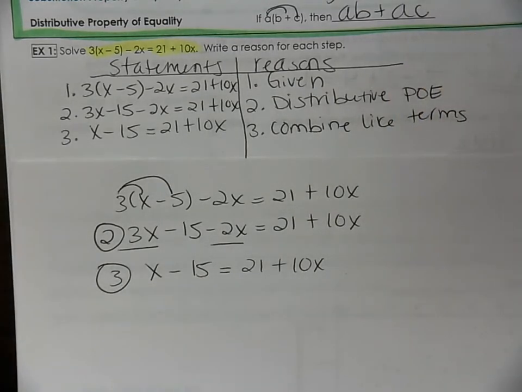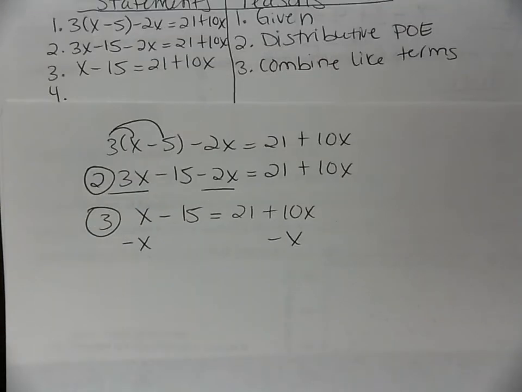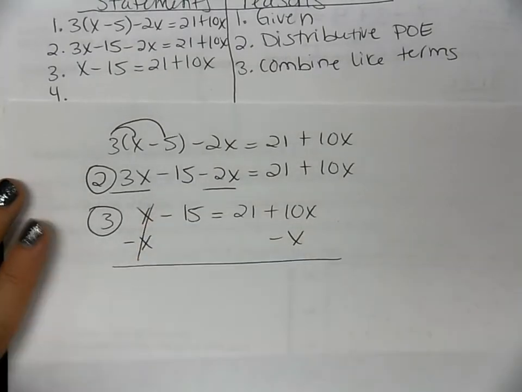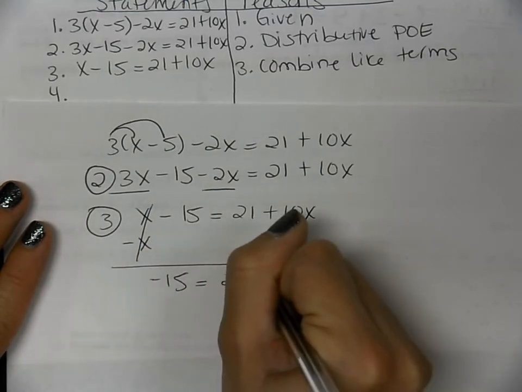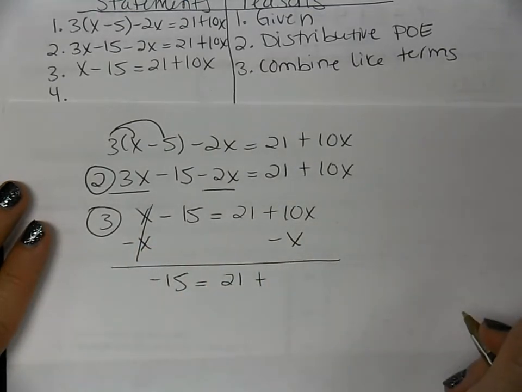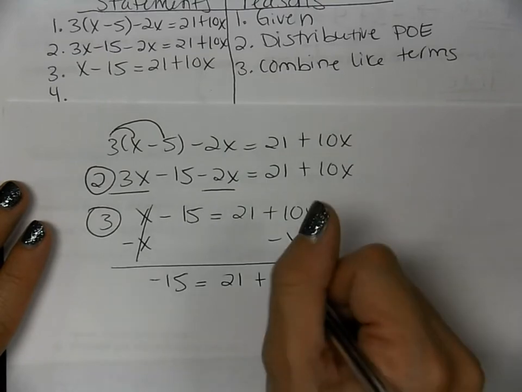Awesome. All right, what is my next step to solve for x? There's actually a couple of answers that you could say here. When I subtract x from both sides, this goes away on the left. We're left with just negative 15. And then on the right, we have 21, and 10x minus x is 9x.